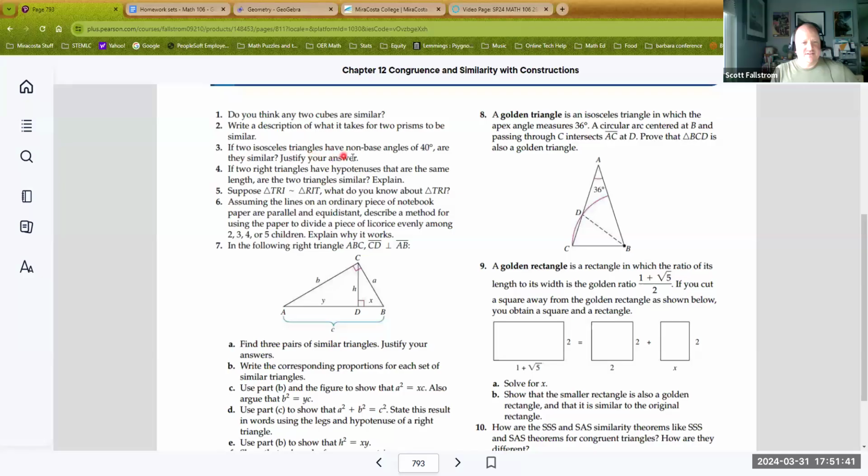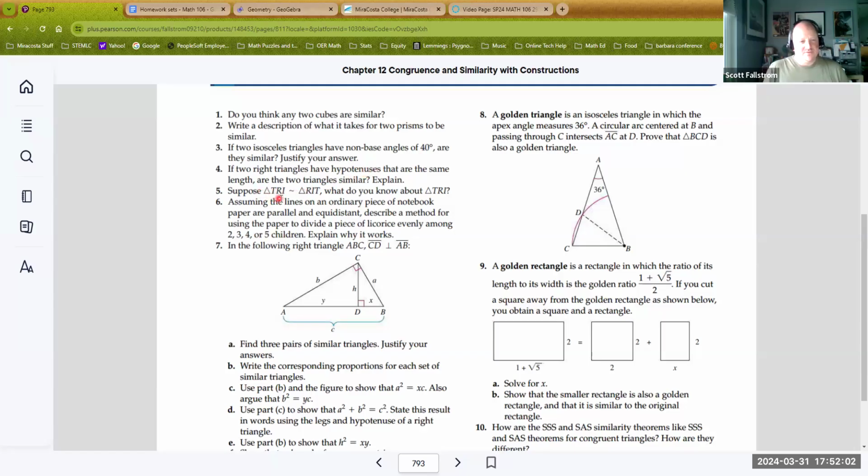I give you two isosceles triangles with a non-base angle of 40 degrees. Are they similar? Make sure you justify your answer. Everything has to have justification. And again, if you say it's similar, I need something like side-angle-side, or side-side-side, or angle-angle, something like that, okay?